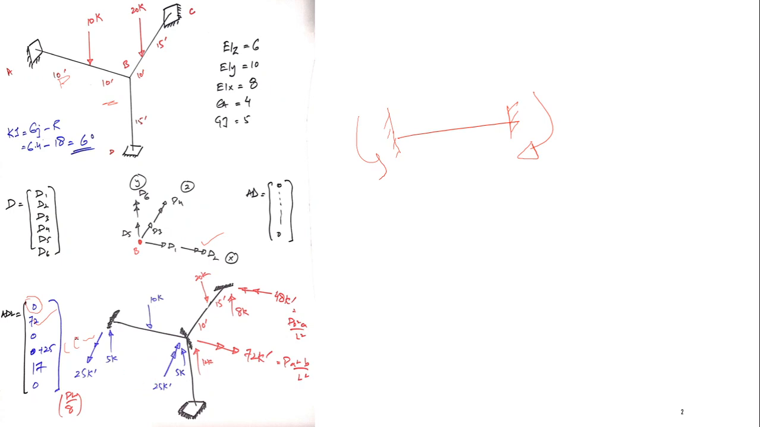I have no D3, so 0. D4 is the same, 25 kip foot, 25 kip foot. I have to consider all the loads and moments here, not anywhere else. D5, vertical load or vertical deformation, is 12 plus 5, 17. D6, no moment here, so D6 is 0.